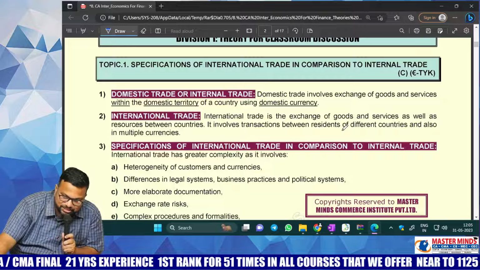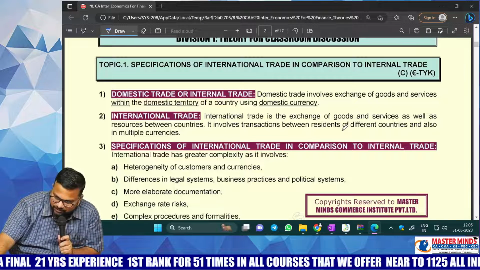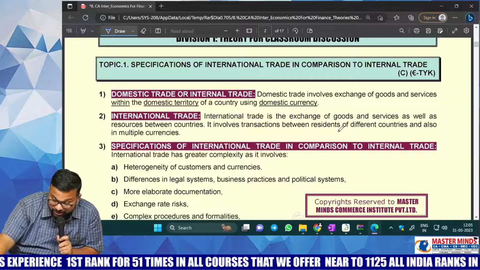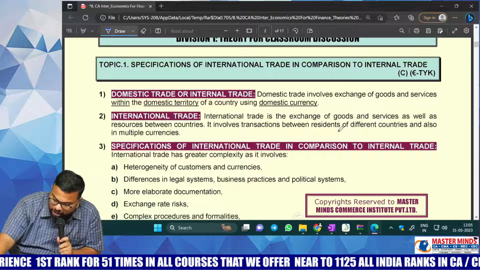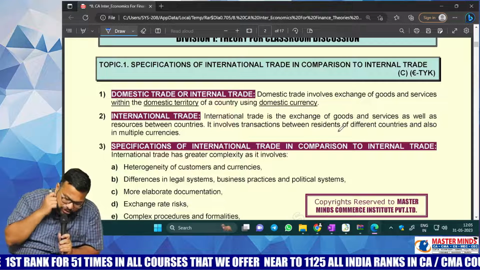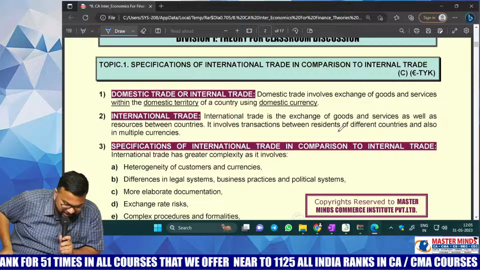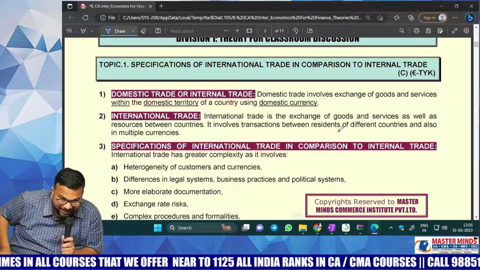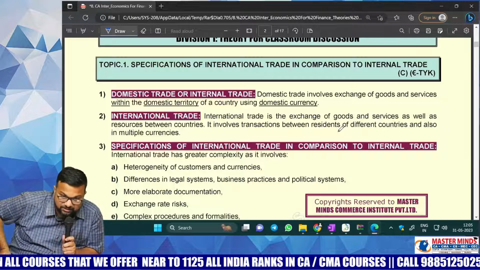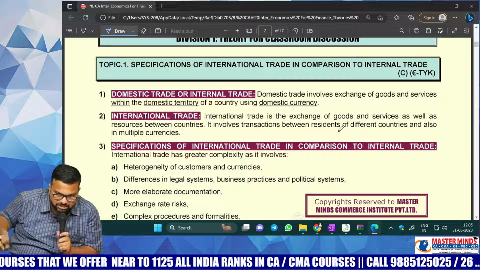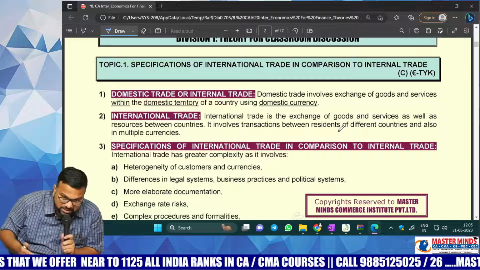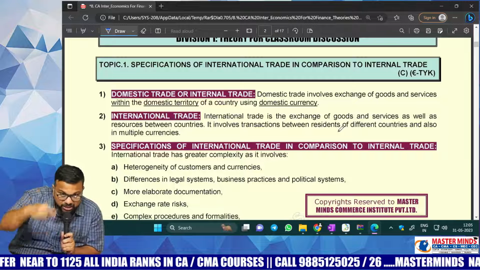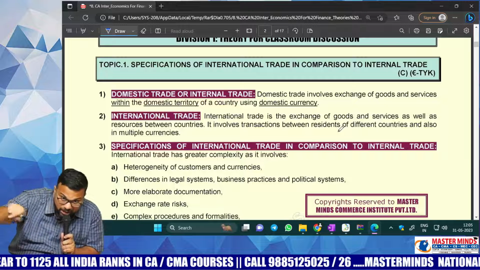Specifications means features, Nana. Features. That means what are the different features when comparing international trade and internal trade. Specifications of international trade in comparison to internal trade. International trade has greater complexity compared to internal trade. Is international trade easier or difficult? Difficult. So it is complex in nature. In what way, sir? Because of these points we can say that international trade is complex compared to internal trade.